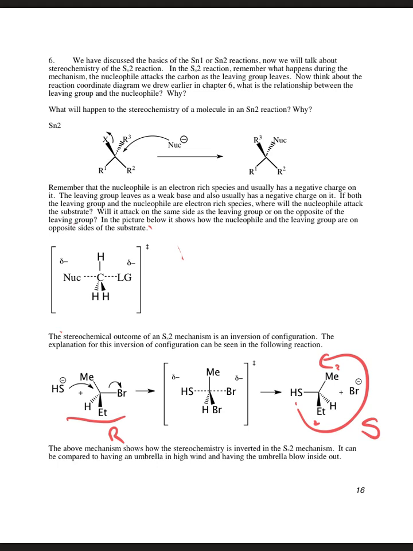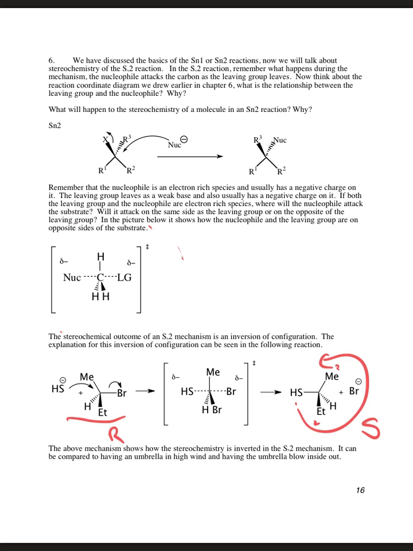Our product is S. So in an SN2 reaction, if you have a stereocenter, the stereochemistry is inverted going from starting material to product. But that's only if you have a stereocenter in your starting material. Okay, so be careful about that. Don't make a stereocenter, but if you have one, you have to show that the product inverts in the reaction.